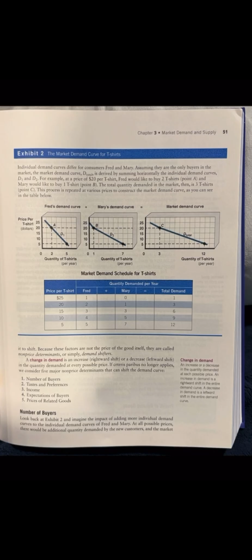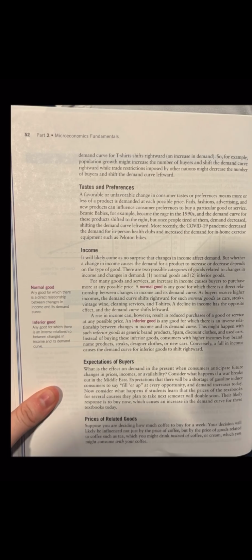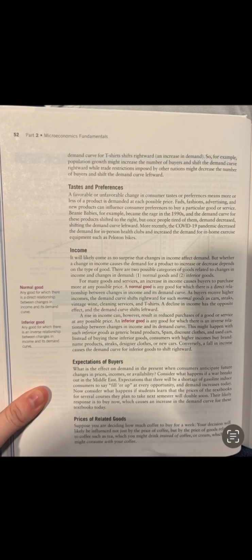Number of buyers. Look back at Exhibit 2 and imagine the impact of adding more individual demand curves to the individual demand curves of Fred and Mary. At all possible prices, there would be additional quantity demanded by the new customers in the market. The demand curve for t-shirts shifts rightward, an increase in demand. So, for example, population growth might increase the number of buyers and shift the demand curve rightward, while trade restrictions imposed by other nations might decrease the number of buyers and shift the demand curve leftward.